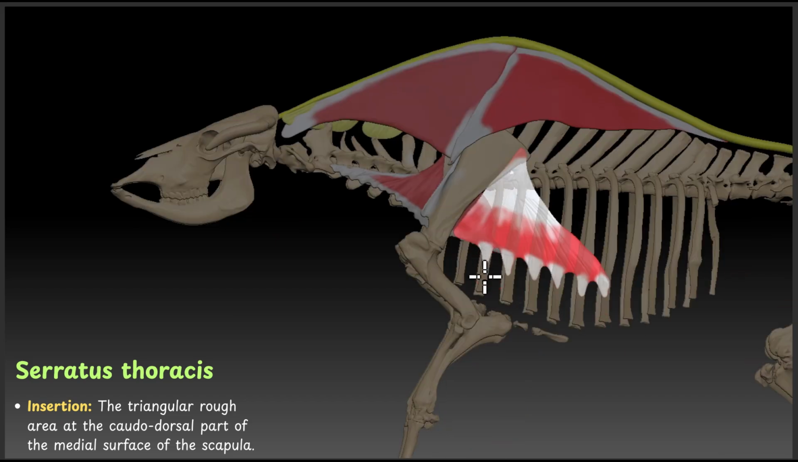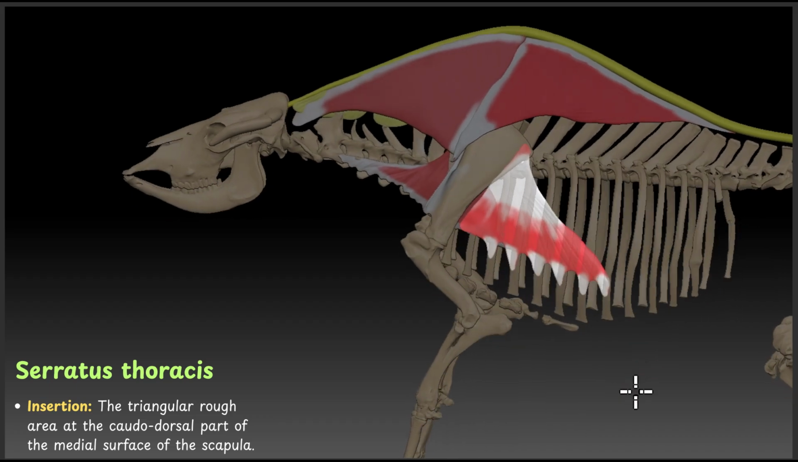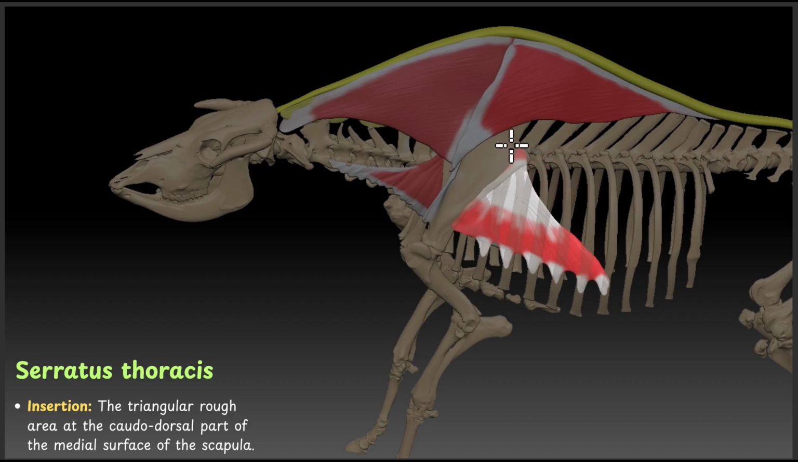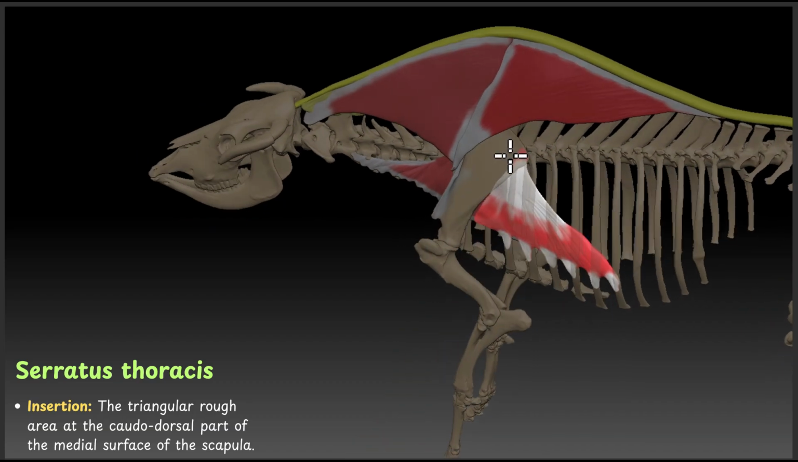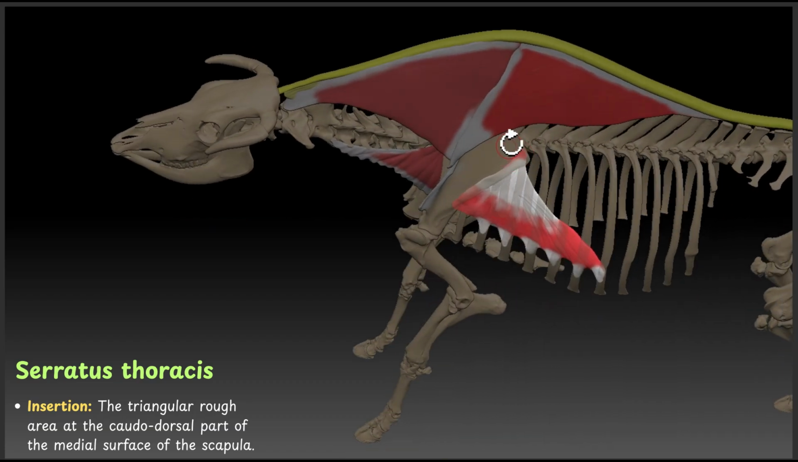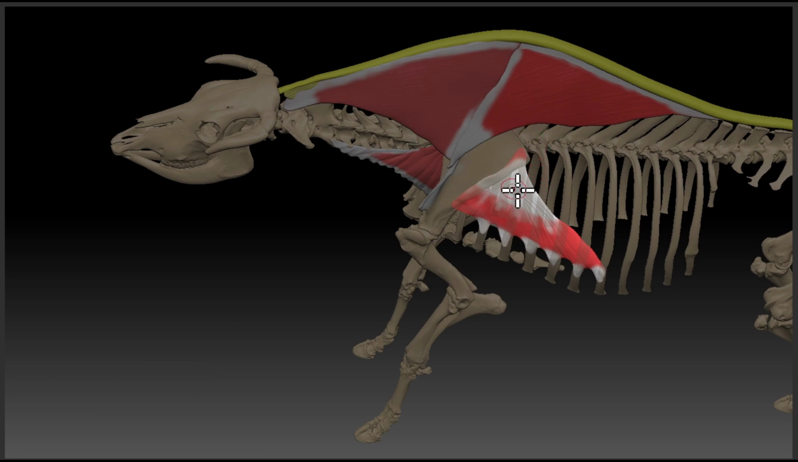This is the origin point of the muscle: lateral surface of the 4th to 9th ribs. And this is the insertion point of the muscle, at the medial aspect of the scapula, at the caudal and the dorsal part. Here you will find one rough triangular area, and there the muscle inserts.